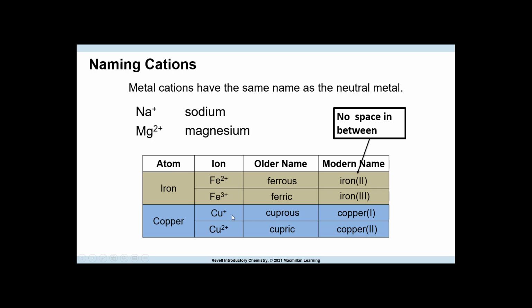Same as with copper. The old way was cuprous for the lower oxidation state and cupric for the higher charged state. So copper, in parentheses, would be 1 because the plus sign is a 1, and then we have a 2. This is how we normally write them now. This is the older way. This is what you need to learn.